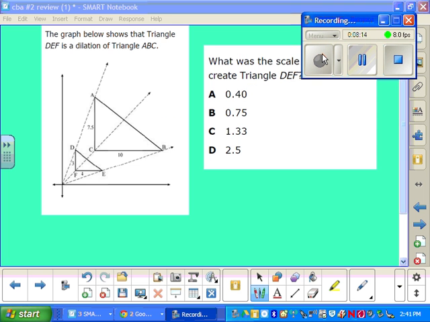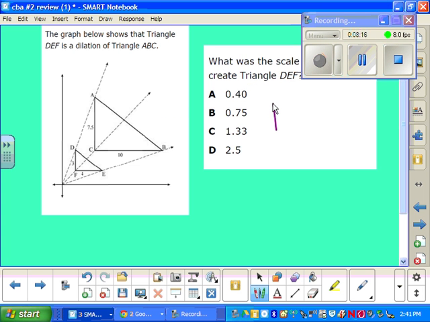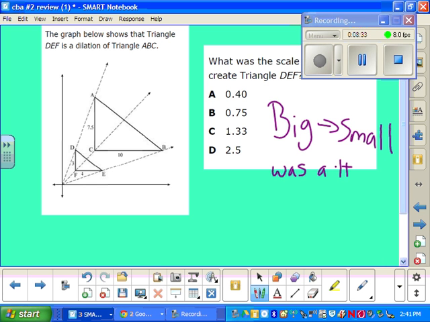Okay. The graph below shows that triangle DEF is a dilation of triangle ABC. So we're going to be looking at this graph, and we're going to be going from the big triangle to this smaller triangle. I know that those arrows are a little bit deceiving because they're going upward in the direction, but we're actually going to be looking from the bigger to the smaller triangle. Let me move this recording thing over, guys, so you can see it.